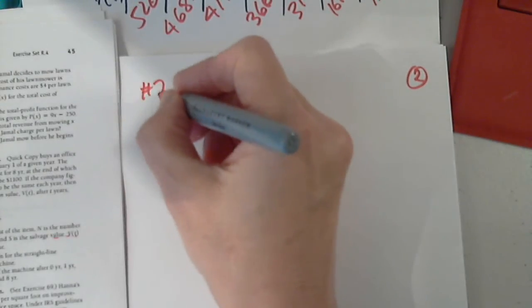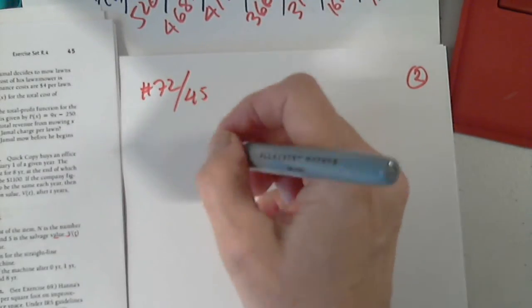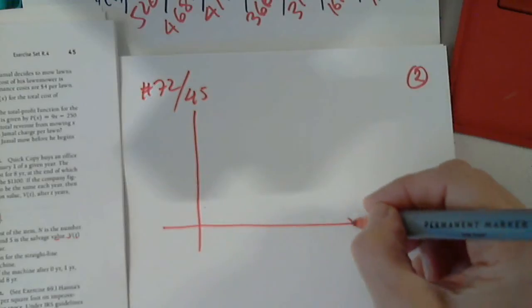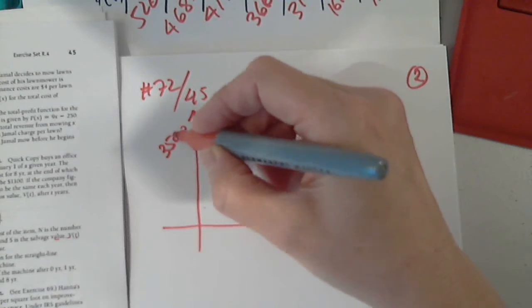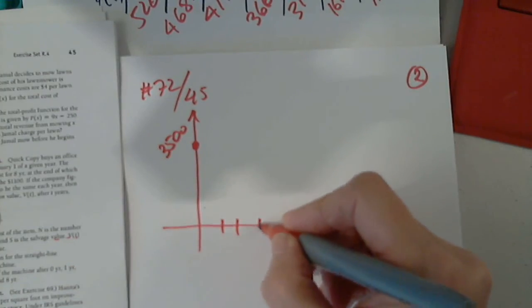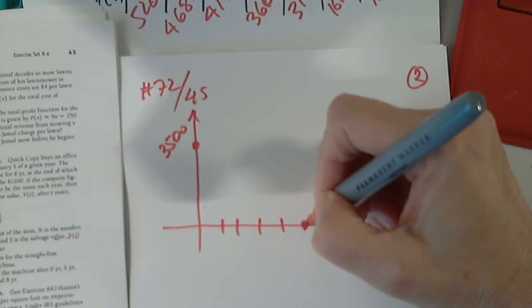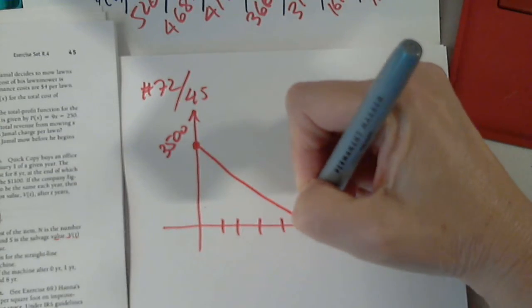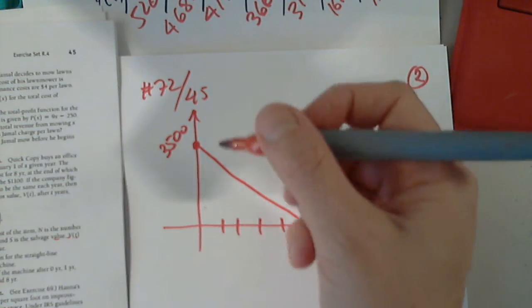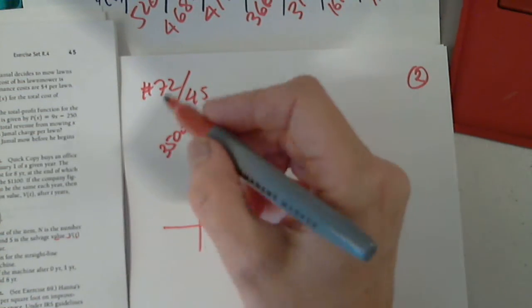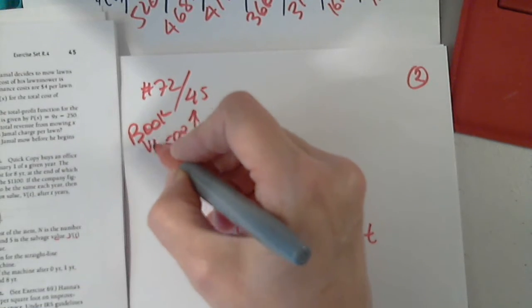So let's look at 72. So we are given, so this is 72 on the same page. Here's the graph. It starts here at 3500. We're not going to read from my graph. And this is 5, and of course this is time, number of years of use. And this is the book value.